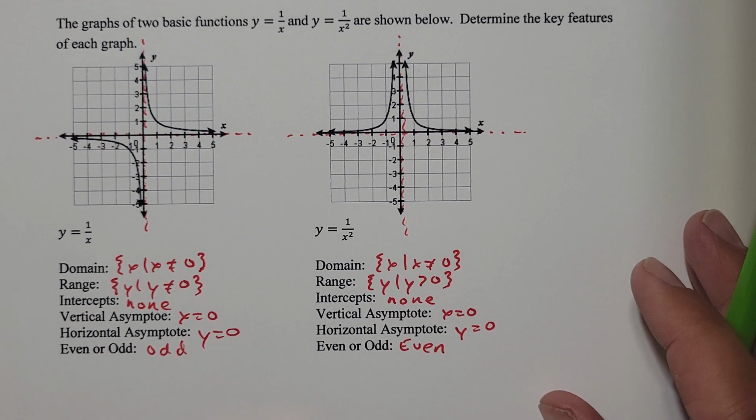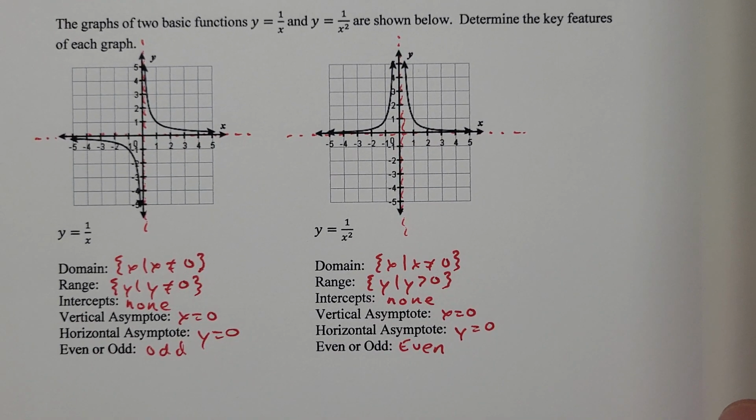What are the intercepts? Well, there are none. That's what I was just talking about. So x can't be 0 and y can't be 0. So at no point will the graph cross or touch the x or y axes there.